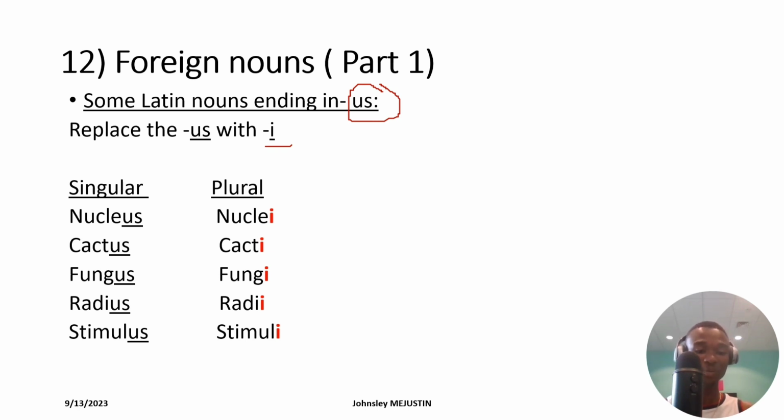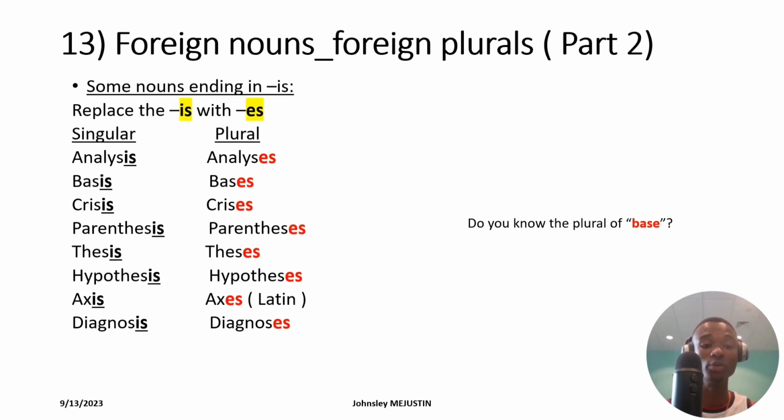Radius, radii. Stimulus, stimuli. This is part 2 of foreign nouns with foreign plurals. So some nouns ending in is: replace the is with es. Remember, these are foreign words. We have analysis. It ends in is. What we do is we remove the is and we replace it with es. And all those es's, they sound like is.